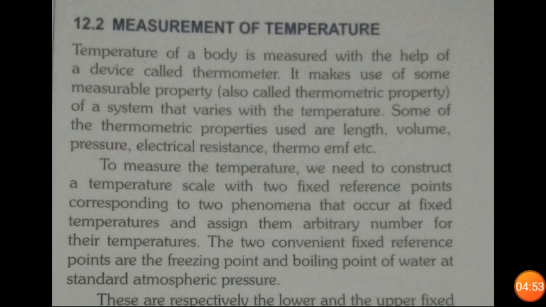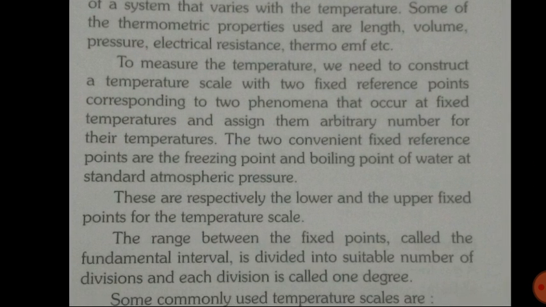Then next is measurement of temperature. Temperature of a body is measured with the help of a device called a thermometer. It makes use of some measurable property, also called thermometric property, of a system that varies with the temperature. So in a thermometer we use some property of matter which actually varies with the temperature. With increase in temperature, some properties like length, volume, pressure, etc. also increase. So on the basis of this we use different materials in thermometers.